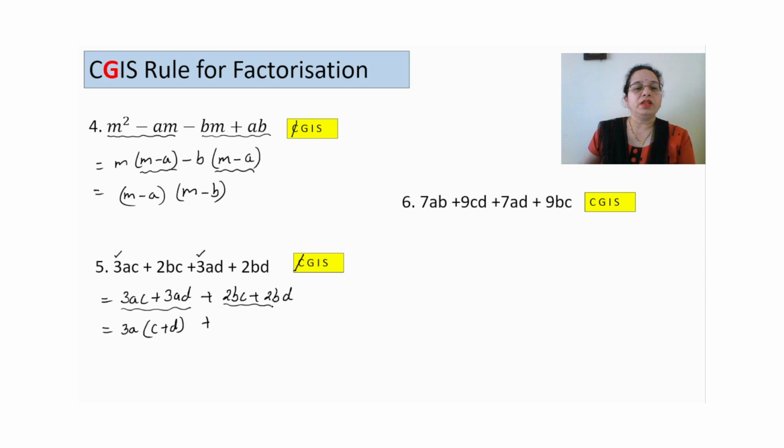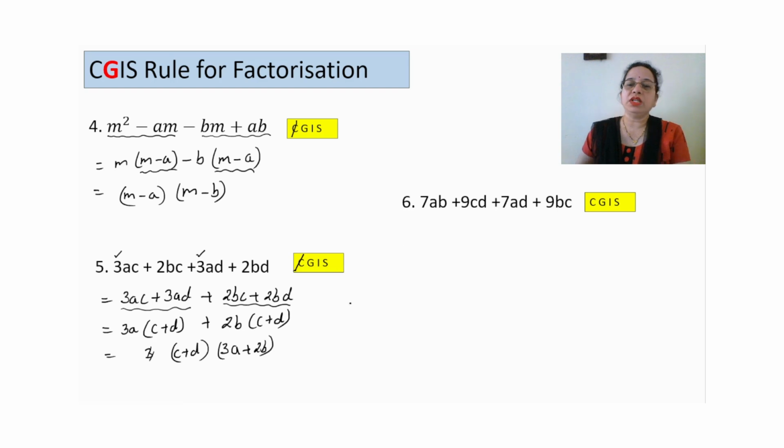Now with these two, 2 is common, B is common. What is left inside the bracket? C plus D. Again your C plus D is common. Okay, so C plus D is common. Write down C plus D. And what is left? 3A plus 2B. So these are the factors.